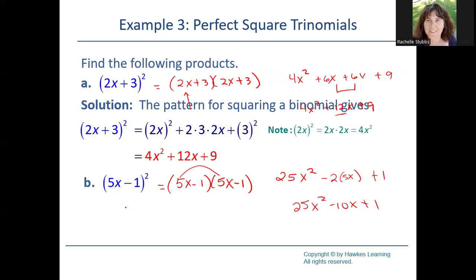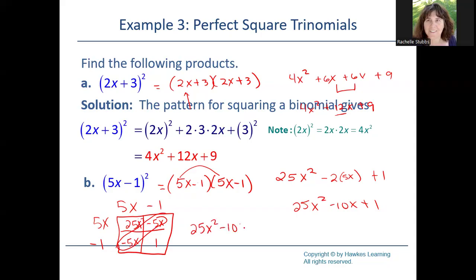If we were to have done this in the traditional box method, which you can, 5x times 5x is 25x squared. 5x times a negative 1 is a negative 5x. Negative 1 times 5x is a negative 5x. Negative 1 times a negative 1 is positive 1. Here are my like terms. They can be added together to give me negative 10x. So I start with my first term, 25x squared minus 10x plus 1. And they are identical, aren't they?